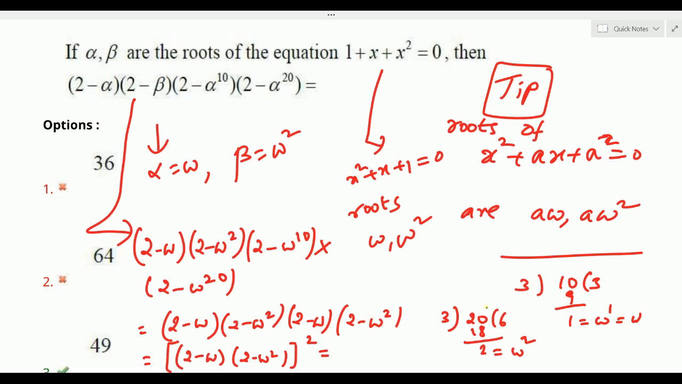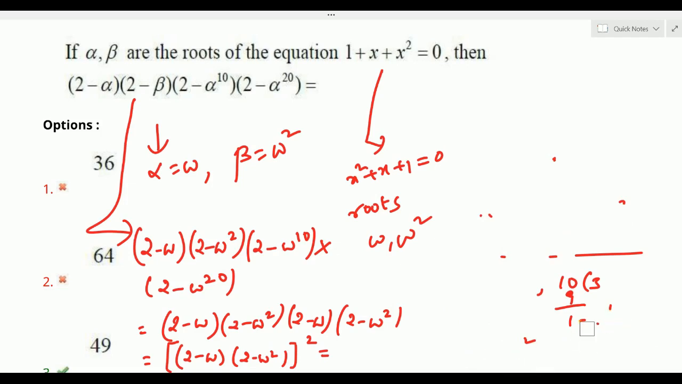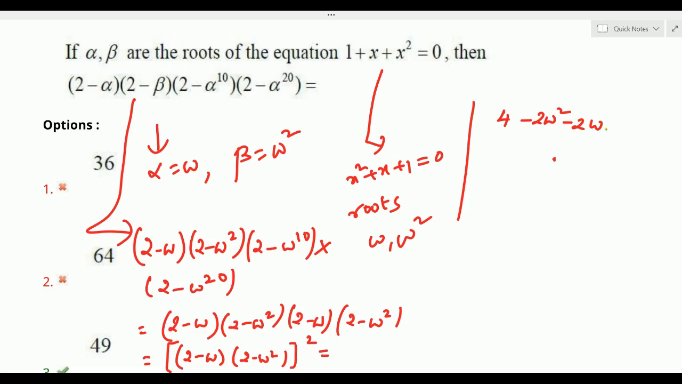By this simplification what is happening? First, let's expand the internal part with 2. When we expand with 2, what is the resultant? 2 into 2 is 4. Okay. Now the internal part you have to expand like this: 2 into 2 is 4, minus 2 omega square, minus 2 omega, plus omega cube, in whole square.